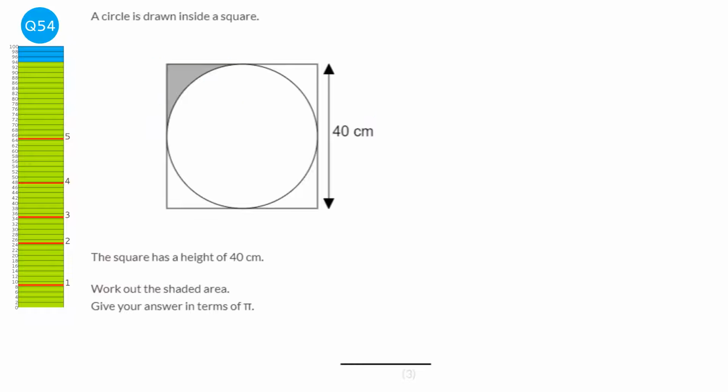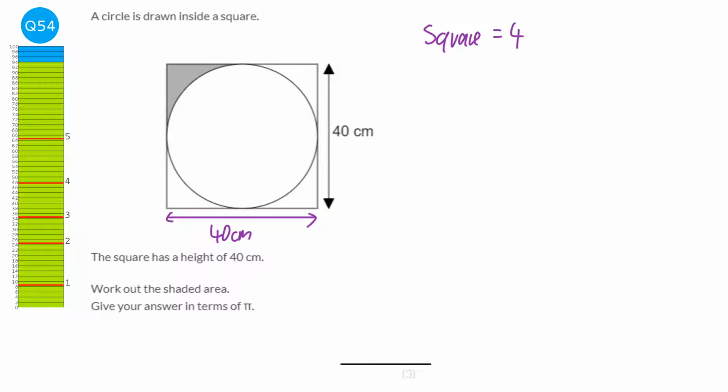First thing we notice is that there is a square here, so we can work out what this length is going to be. It's also going to be 40 centimeters. And whenever we're working out the area of a shaded area, we're normally working out the area of two shapes and subtracting one from the other. And this question's really no different. So we're going to start off working out the area of the square.